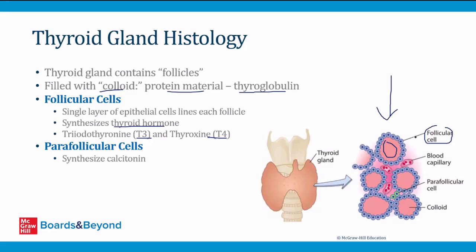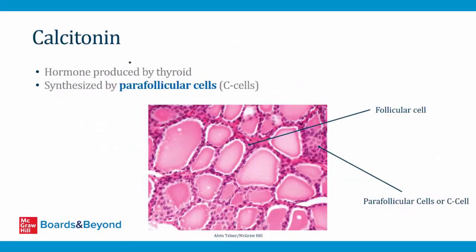In addition to the follicular cells, you have these other cells, which are denoted in green here, called parafollicular cells. They make a hormone called calcitonin, and let's talk about that now. So calcitonin is a hormone produced by the thyroid gland. The thyroid gland doesn't just make thyroid hormone, it also makes calcitonin. And it's synthesized by those parafollicular cells we just talked about in the last slide. They're also called C cells.